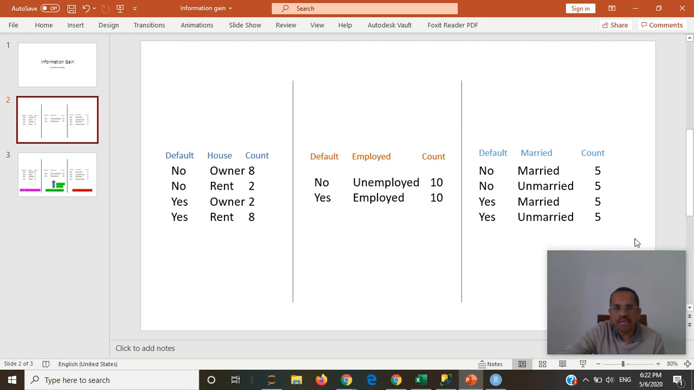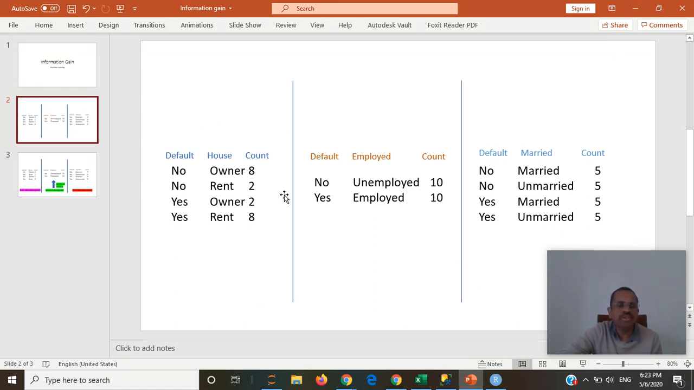This is a case of another extreme. So if we know the person is married or unmarried and whether he will default or not, it is equally divided. So it's just not possible to predict anything depending on whether the person is married or not, and whether he will default or not. So this is typically a useless column. That is, information is zero. We don't get any information from this to predict whether the person will default or not.